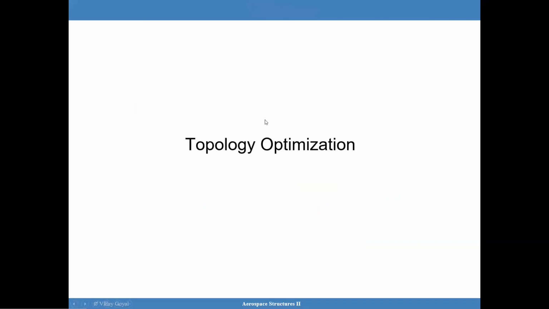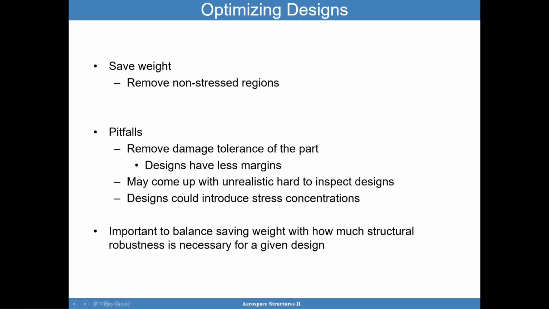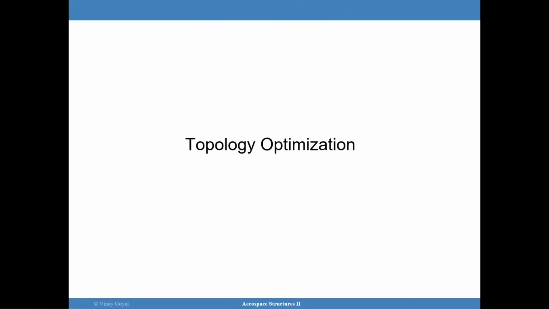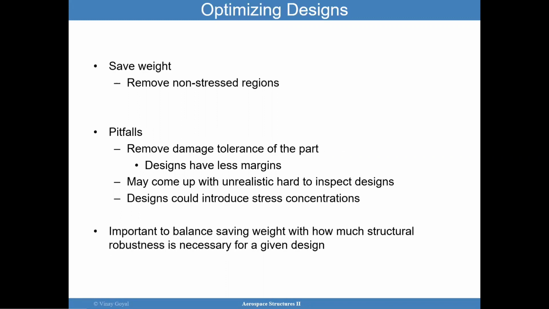Let me move to topology optimization. So topology optimization becomes very instrumental now, because if you can do 3D manufacturing of composites and you can make complex parts, then you can now use topology optimization to make parts that may not have been feasible before. So first, optimizing designs is important. You can save weight, remove non-stress regions.